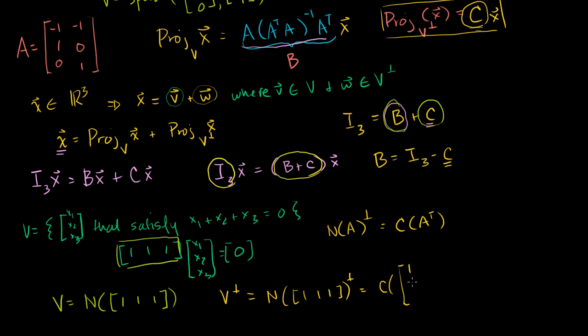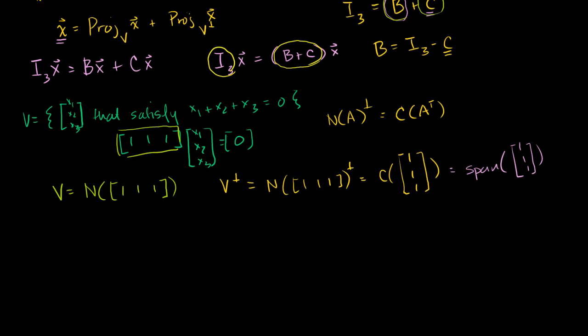So it's 1, 1, 1. Just like that. Or we can write that V's orthogonal complement is equal to the span of 1, 1, 1, right? The column space of this matrix, we only have one column in it. So its column space is going to be the span of that one column.